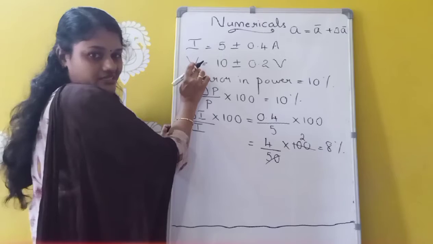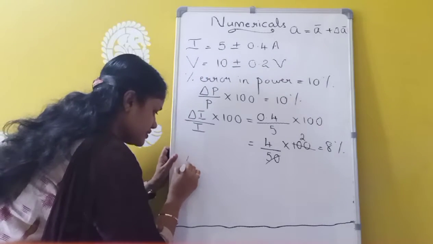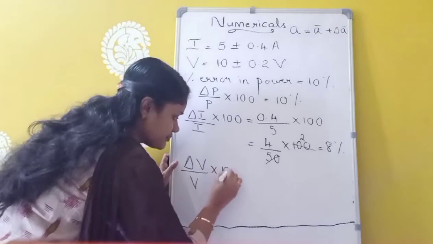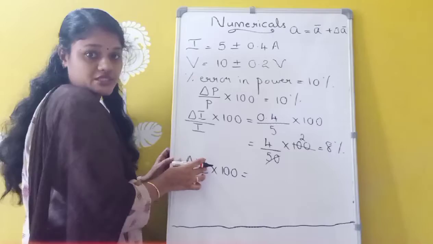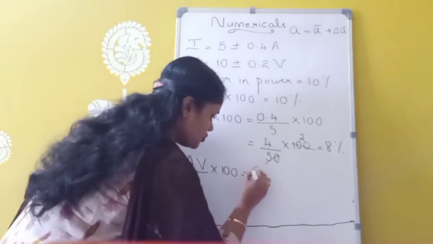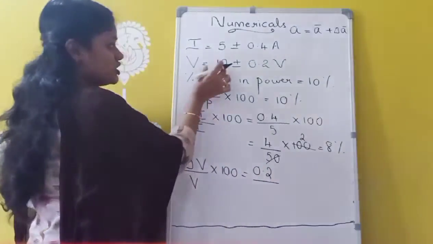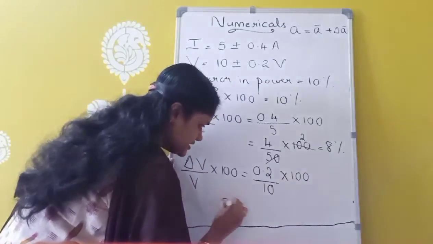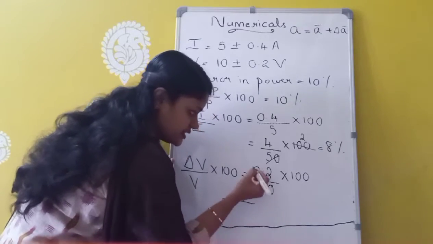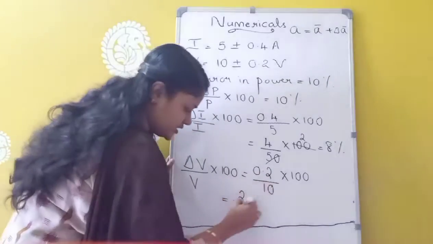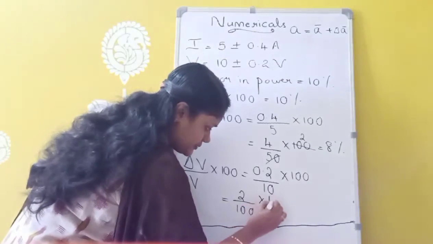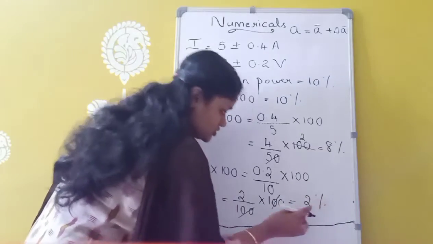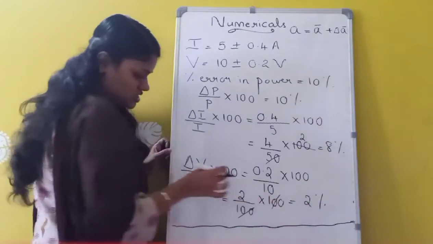Similarly, we have to find the percentage error in the measurement of voltage. Same as this one: delta V by V into 100. Delta V represents the absolute error. So the absolute error here is 0.2 divided by the true value of voltage, 10, into 100. Removing the decimal, 2 divided by 10 into, here one more 10 will come in the denominator. So 10 into 10 is 100, into 100. The 100s cancel, and the remaining is 2%. So 2% is the percentage error in the measurement of voltage.